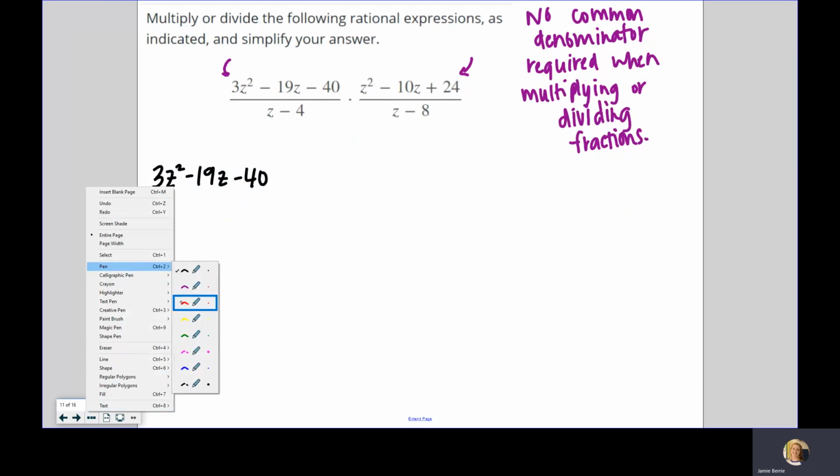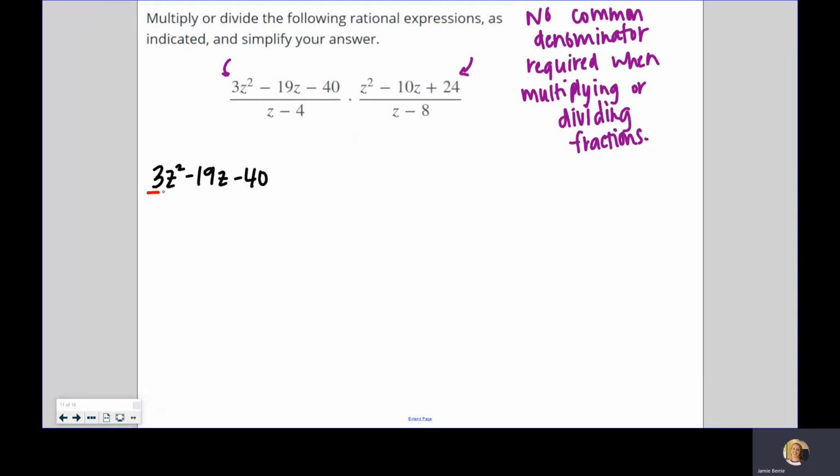The AC method says that we should take A, which is our first term, multiply it times our last term. So we're going to go over here to the side and do that. So 3 times negative 40 is negative 120. Now we're going to try to think of factors. Now we're going to make our little table so we can think of factors of negative 120. So first column is pairs of factors. Second column is sums of factors.